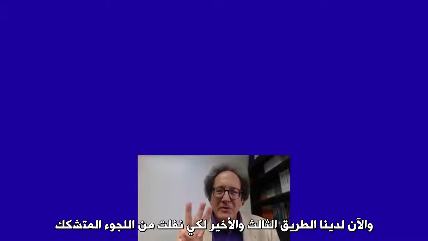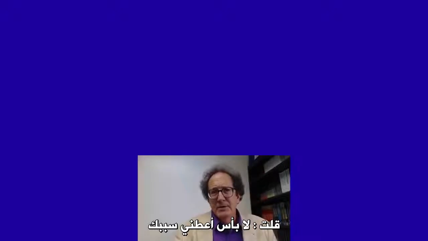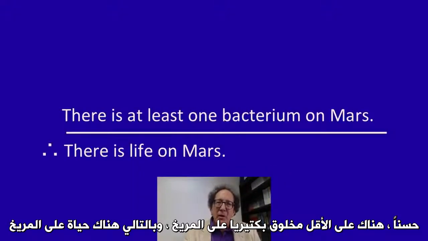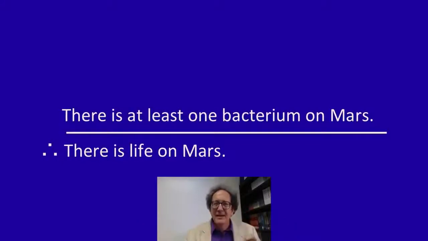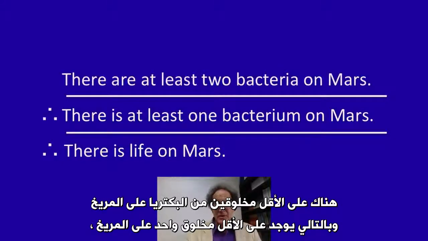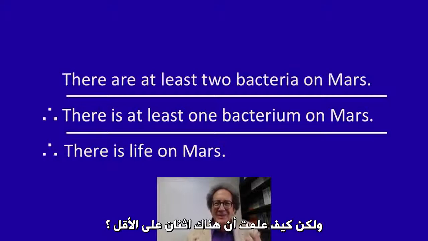So now we're down to the third and final way to get around the skeptical regress. And that's to use an infinite chain of arguments. But if you think about it in a concrete case, you'll see why that's a problem as well. Suppose your friend says, there's life on Mars, and I can prove it. And you say, fine, give me your reason. Well, there's at least one bacterium on Mars, therefore there's life on Mars. And you go, okay, fine, but how do you know there's at least one bacterium on Mars? I've got another argument. He says, there are at least two bacteria on Mars. Therefore, there's at least one bacterium on Mars.